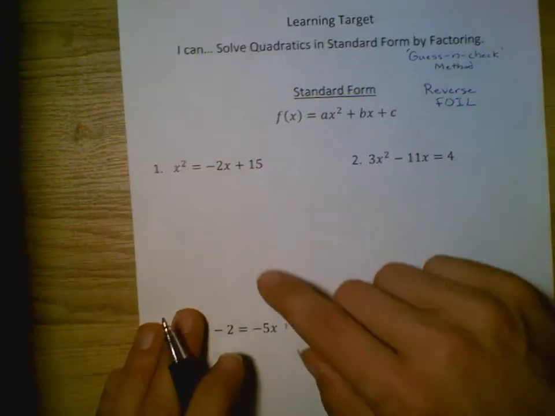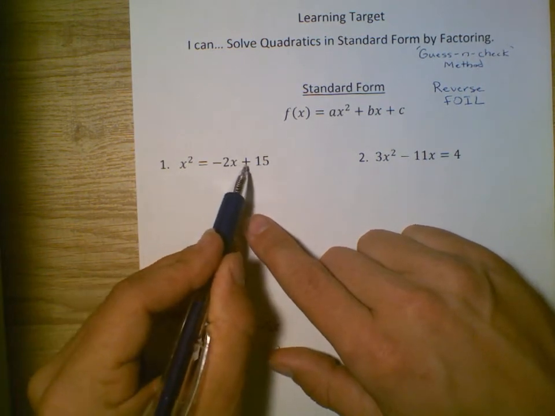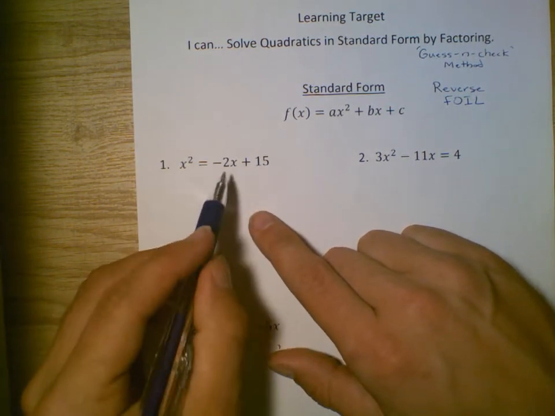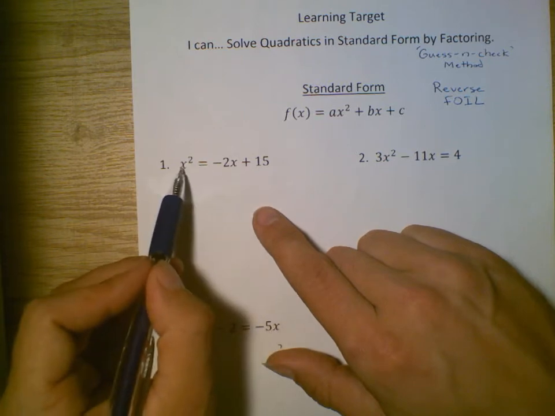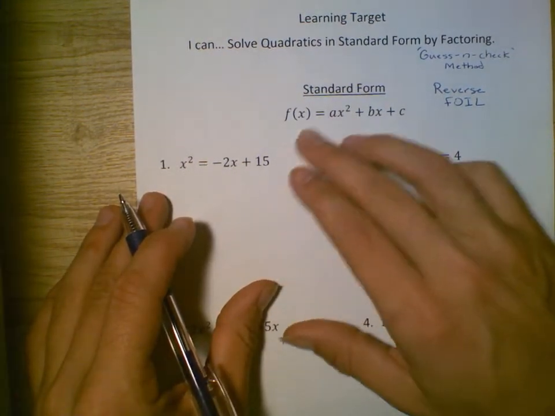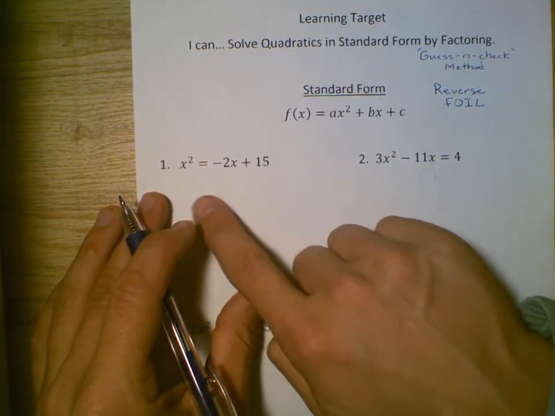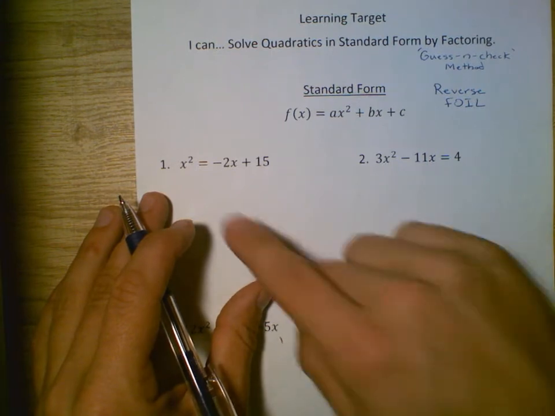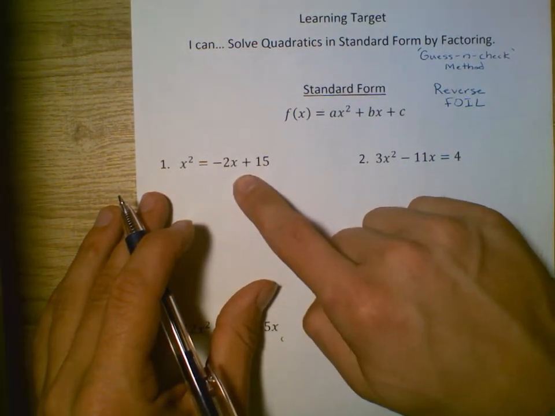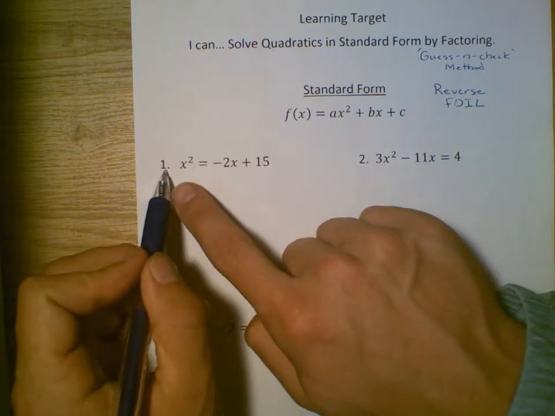So if I look at number one, I'm given x squared equals negative 2x plus 15, and I want to figure out what x value is going to make this statement true. So when you're given a standard form equation, the first thing you want to do is get all the terms on the same side. Now, I could do that by moving the x squared over to the right side, or I can move the negative 2x and the positive 15 to the left side.